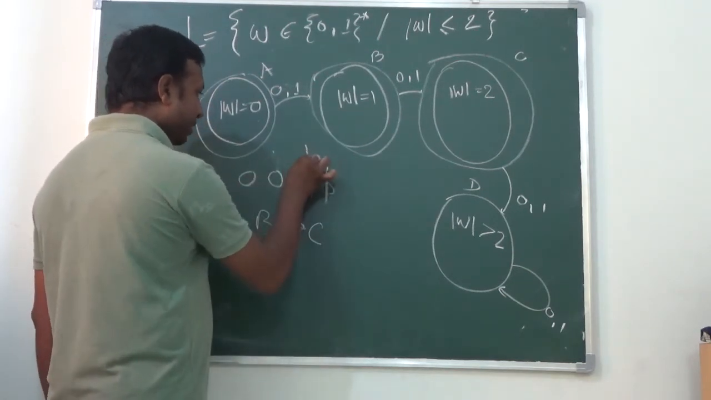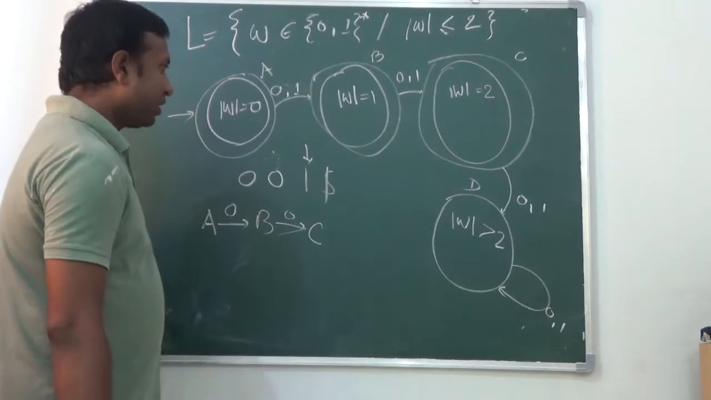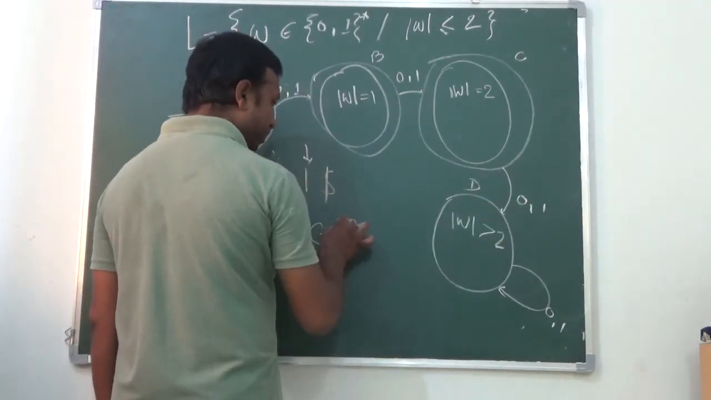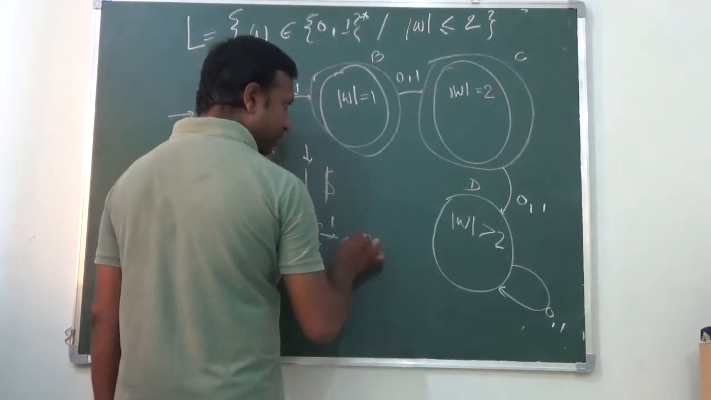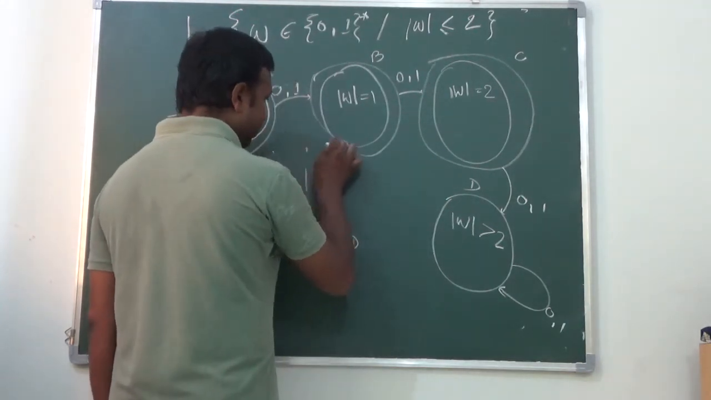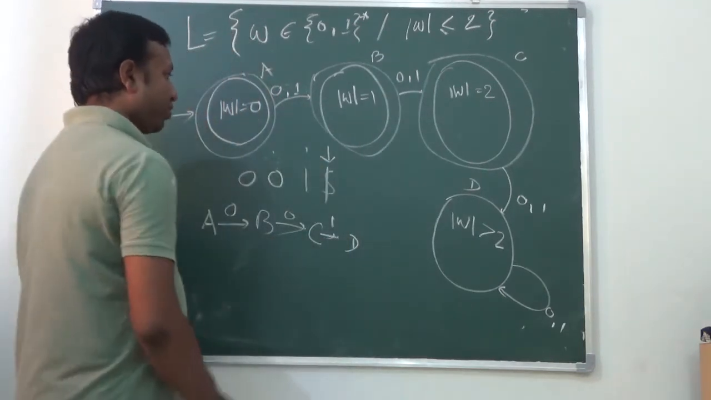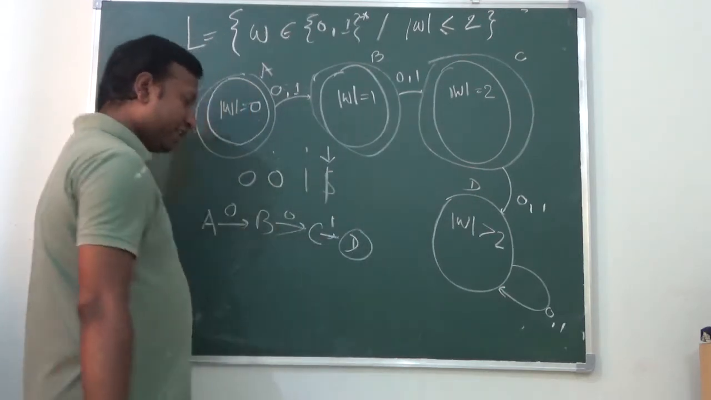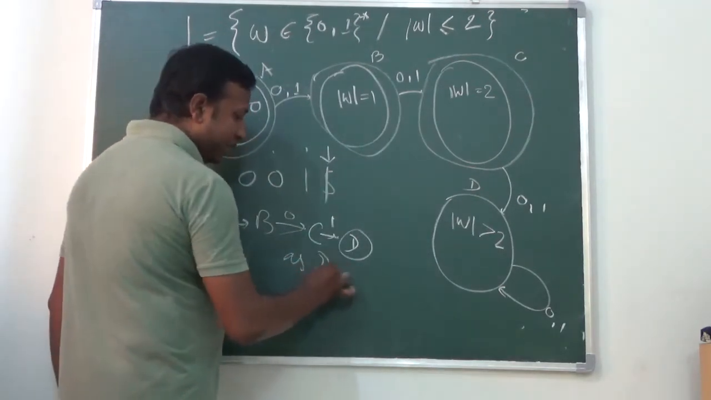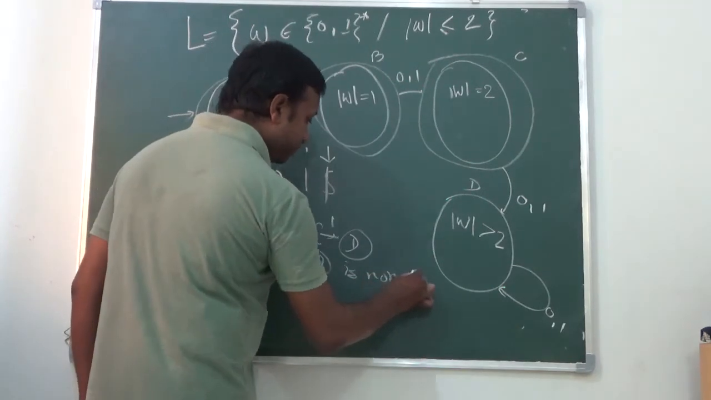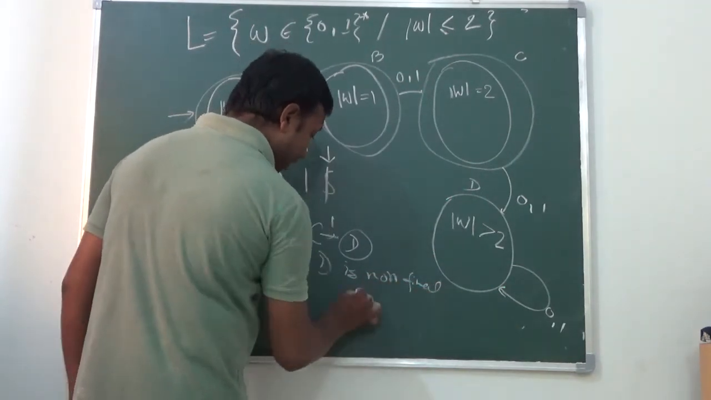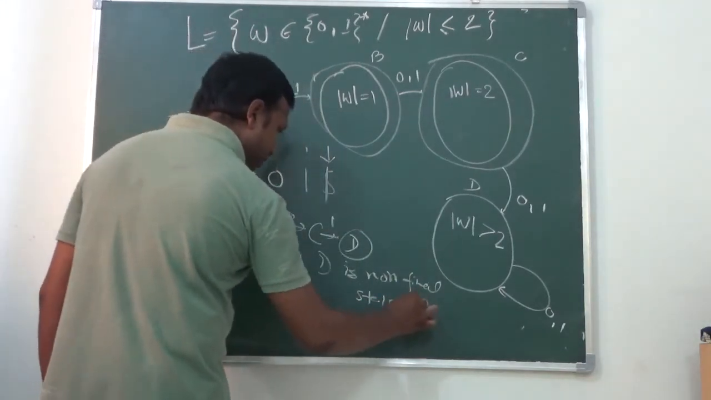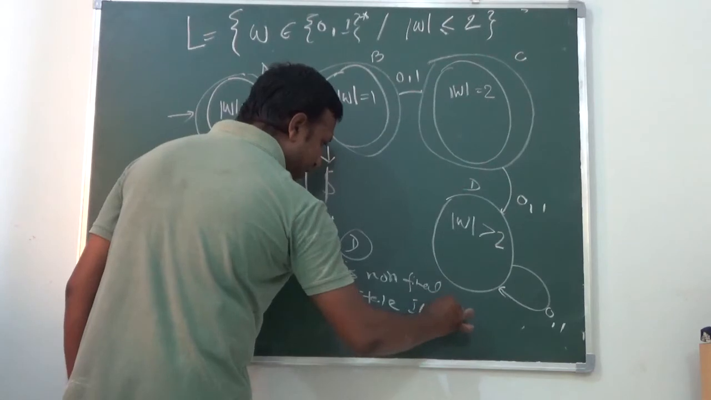Now you are reading this 1. So reading 1 from C, if you are reading 0 or 1, you are going to the state D, and then the read head will move to the dollar. So the read head is on dollar. So what is the last state? The last state is D, and as D is a non-final state, the input is rejected.